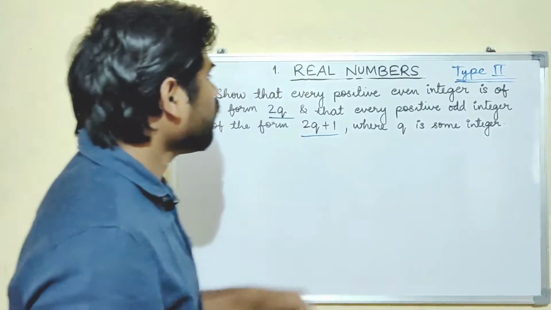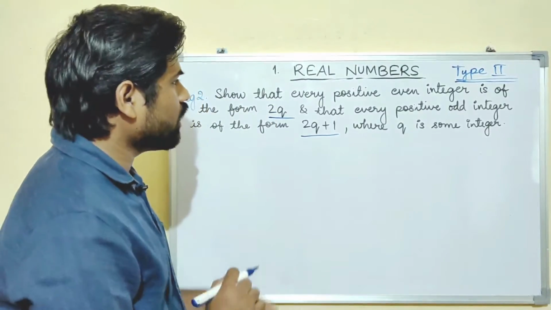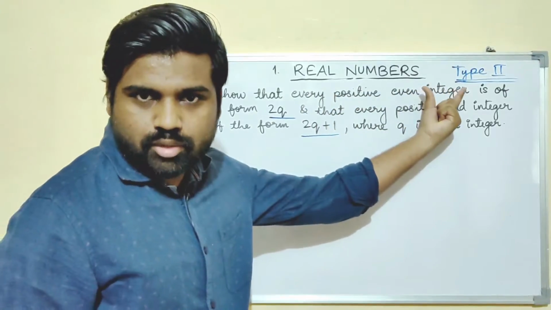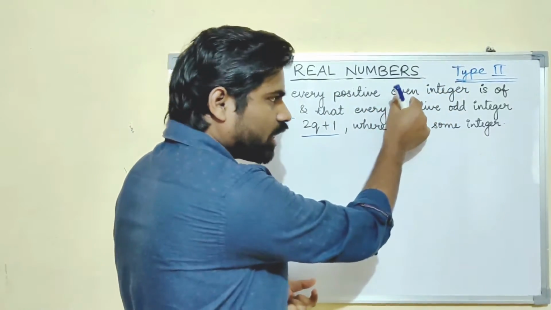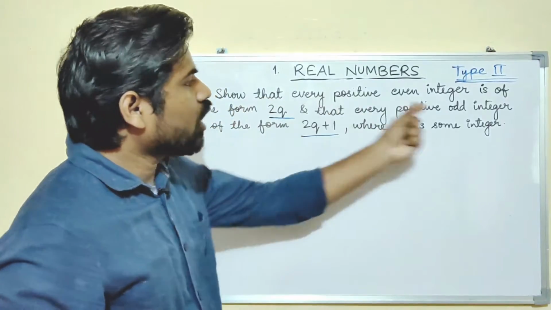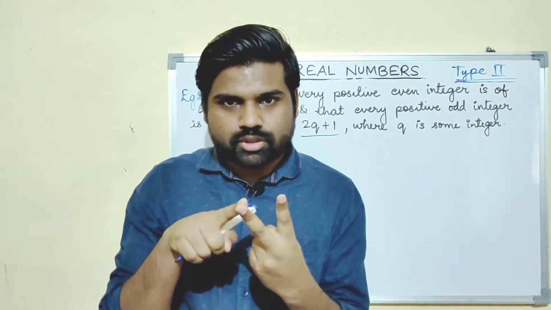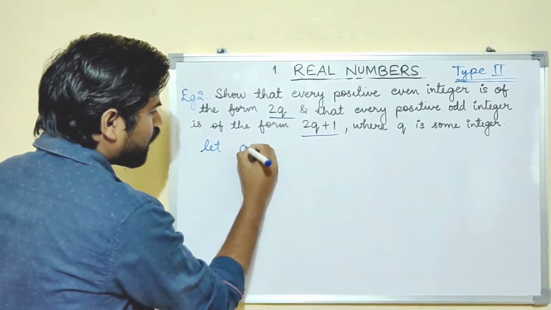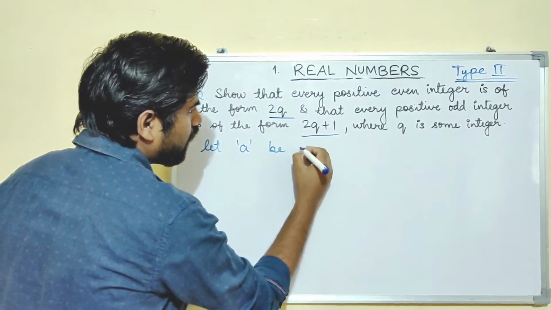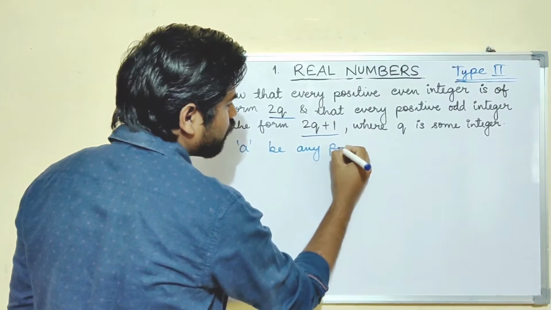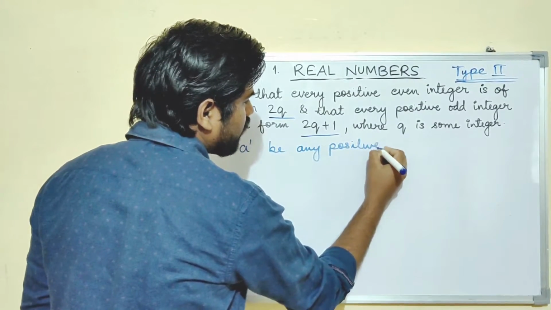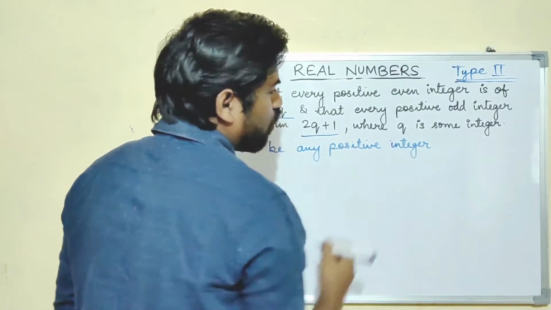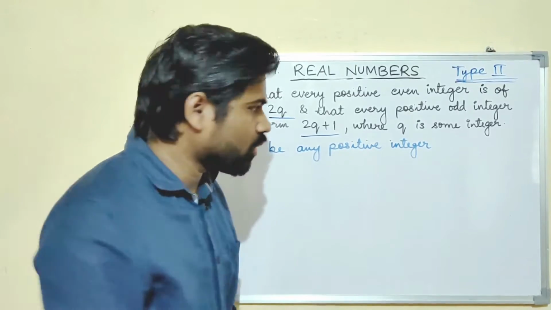Let us see. While you read this question, you will understand that you have to take a as the positive integer, because we are talking about positive even integer as well as positive odd integer. You need both type of integers, right? So we will assume that let a be any positive integer. What is a? It is any positive integer. Now what will be the value of b?